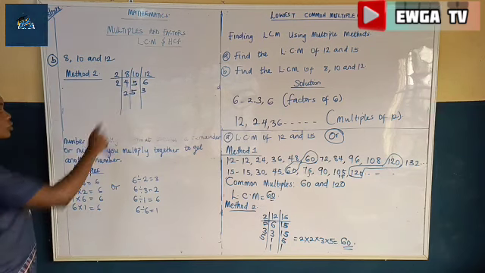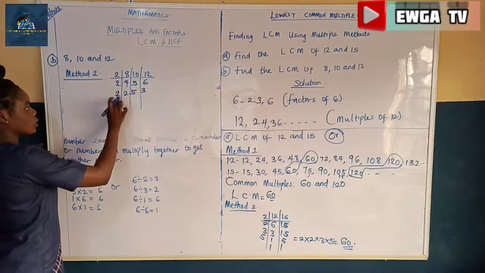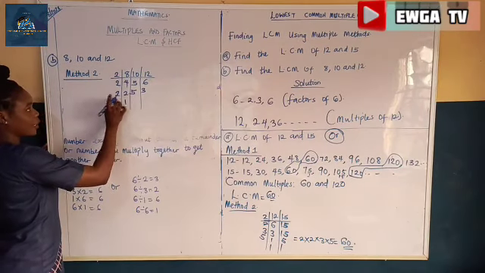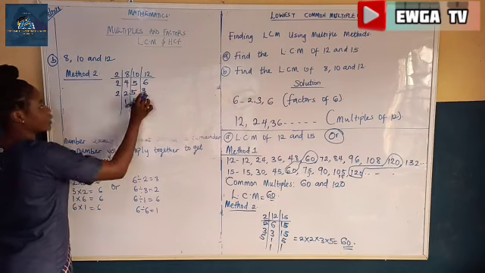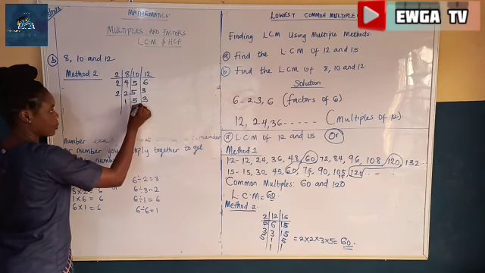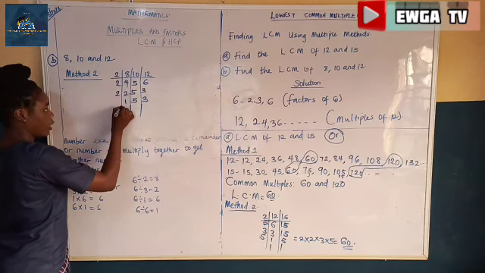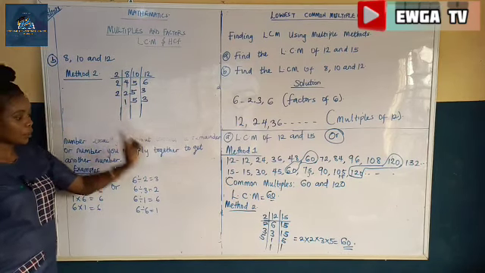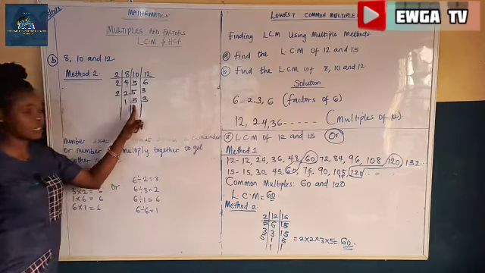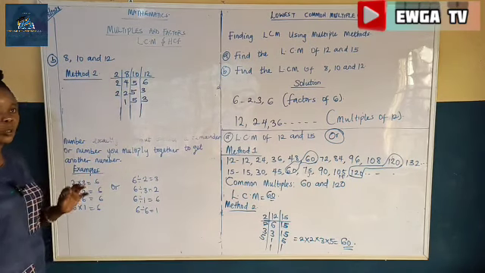Remember the lowest figure, which is 2 again. 2 divided by 2, we have 1. 5 divided by 2, not possible, so I'm writing down my 5. 3 divided by 2, not possible, so I'm writing back my 3. Now the 1 is out. Remember when it's out, we don't need it again. Just the 5 and 3. Always start from the lowest figure.